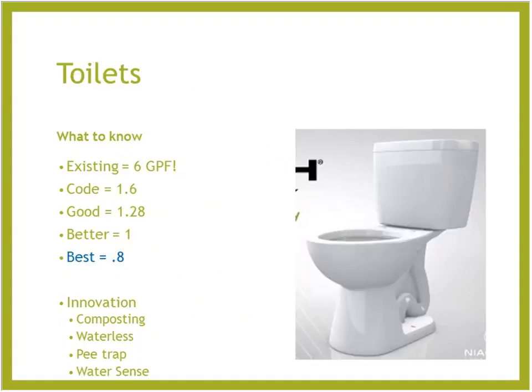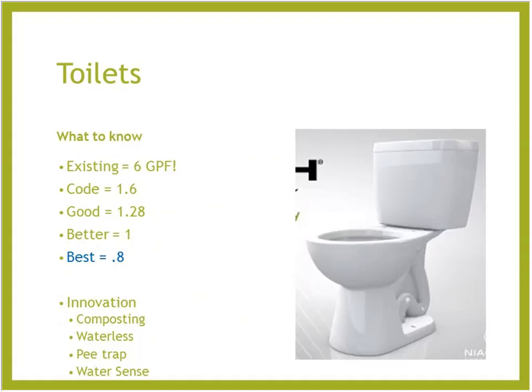So toilets. Existing toilets we tend to find in older homes and buildings are 6 gallons per flush. Code usually drives that down to 1.6. You can find good toilets ranging from 1.28 to 1.1 to 1. And now there are some really innovative toilets on the market that can get all the way down to 0.8 and can be retrofitted into existing buildings and work just the same. They can actually be more durable than their 1.6 gpf toilets.